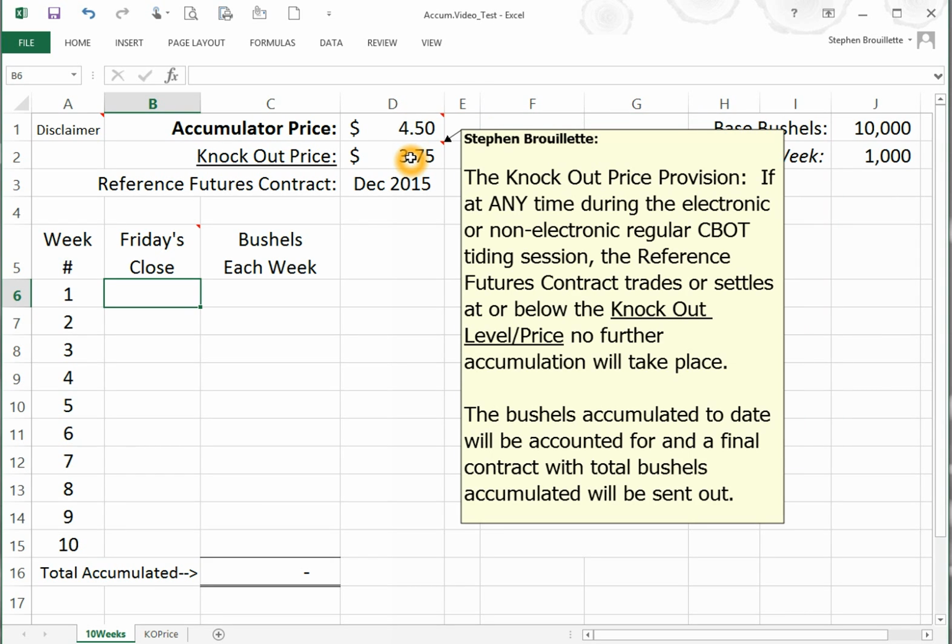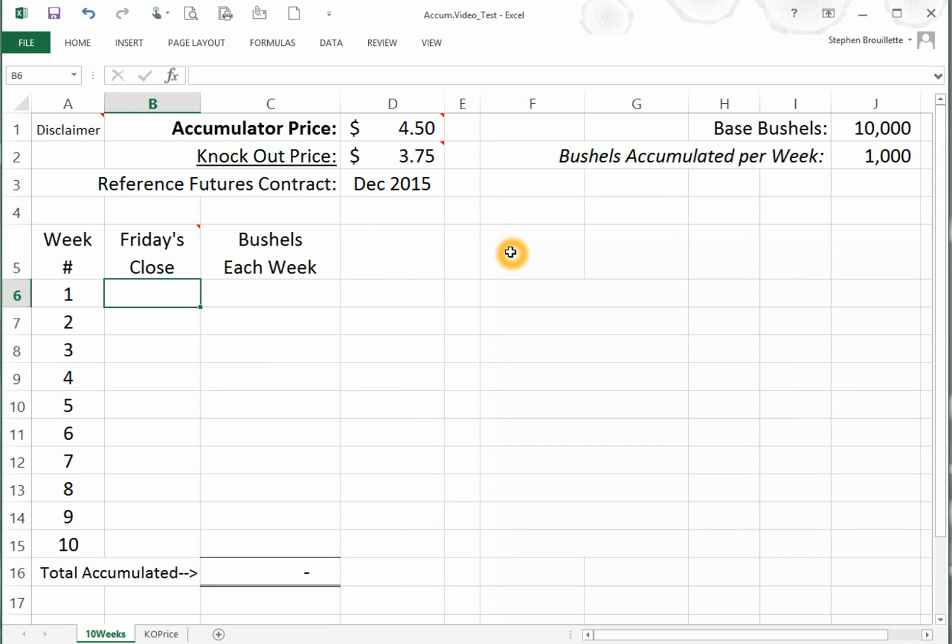And then while we're here, let's talk about the knockout price. The knockout price provision: if any time during the electronic or non-electronic regular CBOT trading session, the reference futures contract trades, in this case it's the December futures, or settles at or below the knockout level price, no further accumulation will take place. The bushels accumulated to date will be accounted for, and a final contract with total bushels accumulated will be mailed. Okay, so let's kind of go through this and see what it looks like.